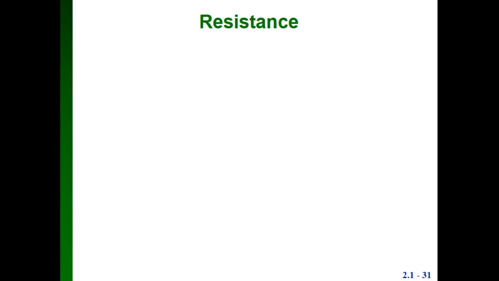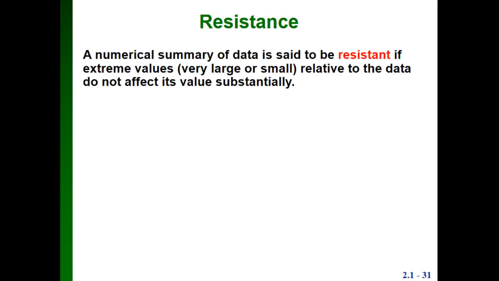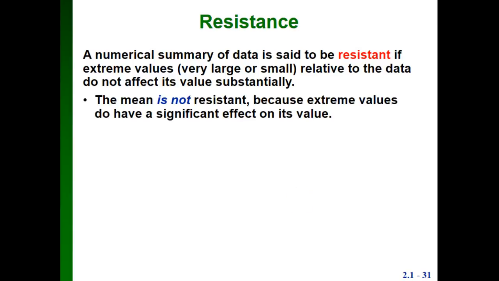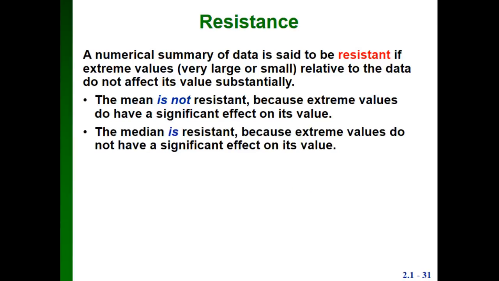So let's talk about what resistance actually means. A numerical summary of data is said to be resistant if extreme values, so very large or very small values relative to the data, do not affect its value substantially. Again, the mean is not resistant because extreme values do have a significant effect on its value. The median is resistant because extreme values do not have a significant effect on its value.